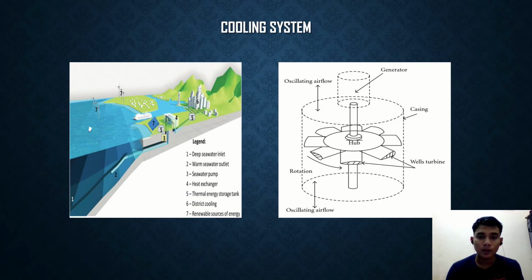Then I want to talk about the cooling system. From the picture we can see the first, deep sea water inlet; second, warm sea water outlet; third, sea water pump; fourth, heat exchanger; fifth, thermal energy storage tank; sixth, district cooling; and lastly, renewable source of energy. So from that we can see the water from the ocean makes air power, then it will rotate the well turbine and produce power through the generator.